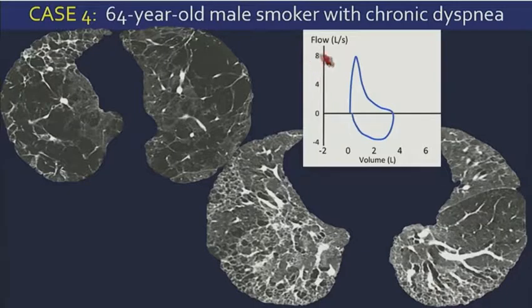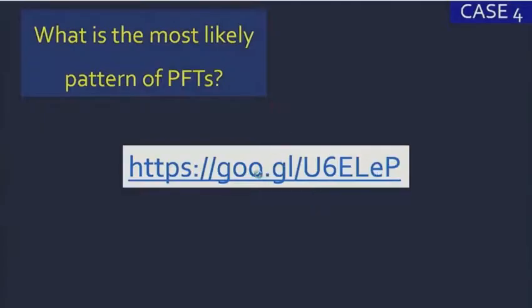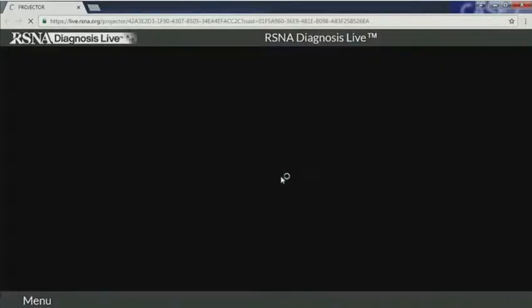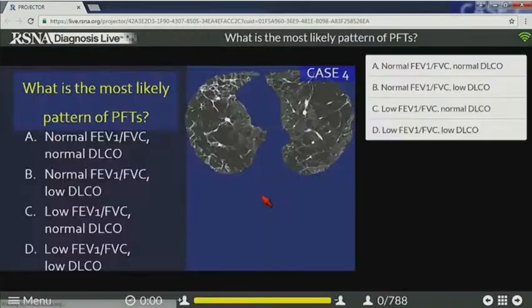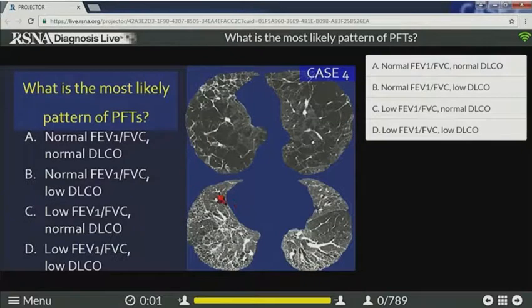You can see on the axis here flow in liters per second, and then you can see lung volumes as the patient exhales. So what happens to the loop here? So let's go into the question here, and I'll walk you through this question a little bit because it involves some physiology, because it's very important. So the question here is, what is the most likely pattern of PFTs for this patient?